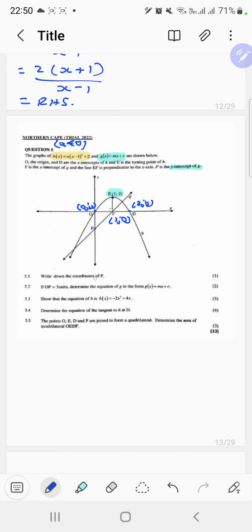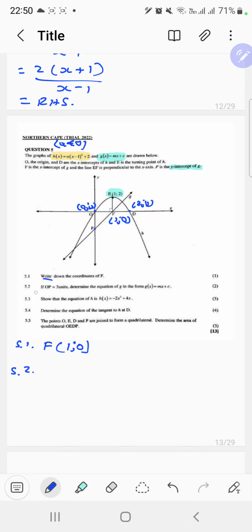Write down the coordinates of F. So 5.1, when they say write down, we can already tell that if this line is perpendicular to the x-axis, it means the x-coordinate at F is the same as the x-coordinate at E. So again, they said write down, so you don't want to explain. You can just write F is the point 1:0. You leave it like that. But if they said determine, you would then have to explain by using that piece of information.